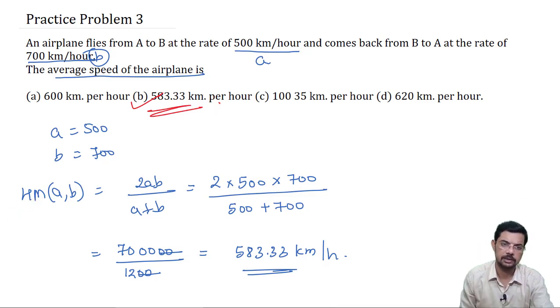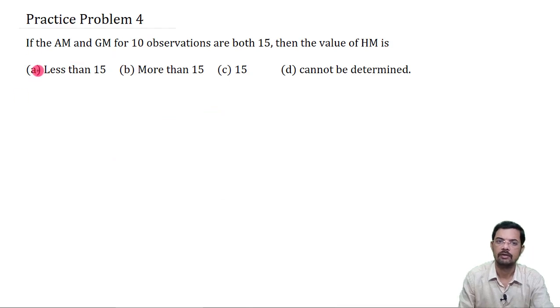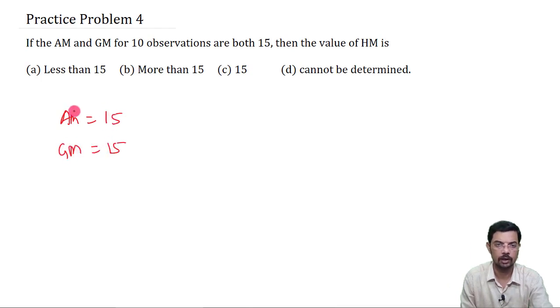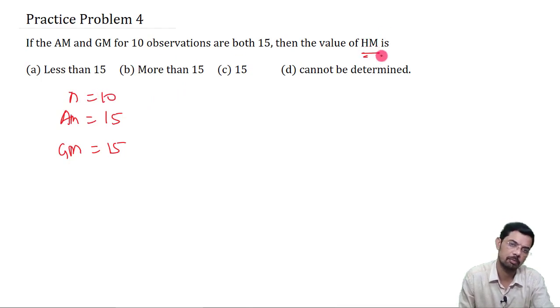Next problem, let us consider the next problem. If the arithmetic mean and the GM for 10 observations, here we have AM equal to 15 and the GM is also 15. AM is 15 and GM is also 15, and N is equal to 10 observations. What will be the harmonic mean?